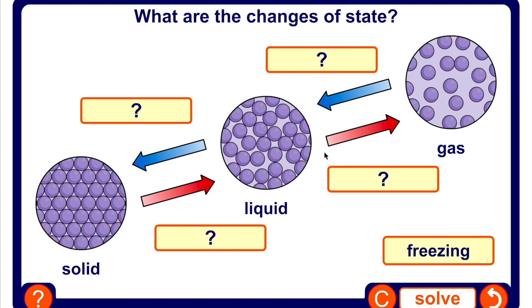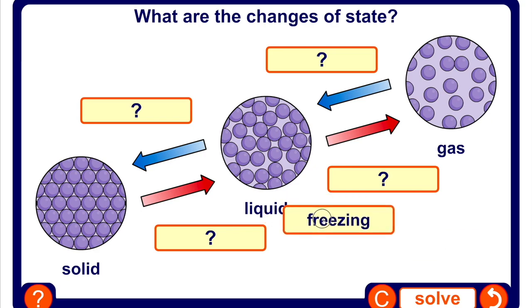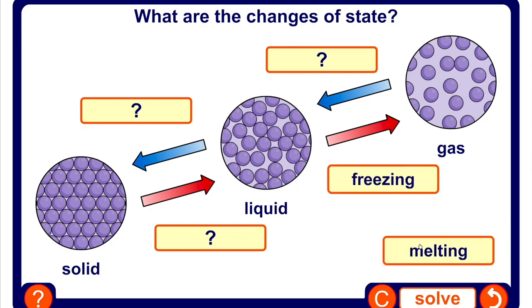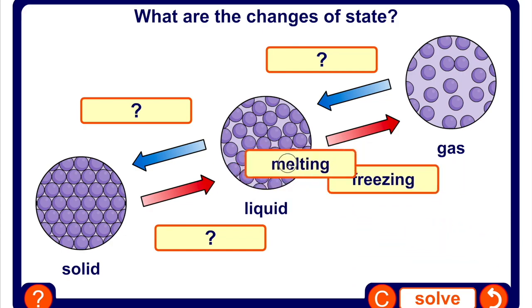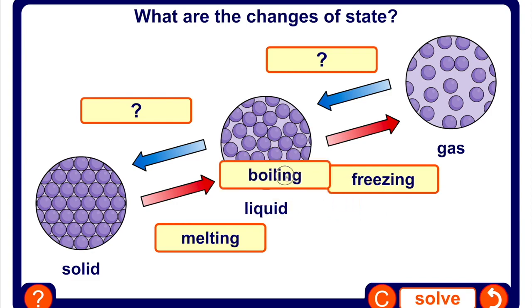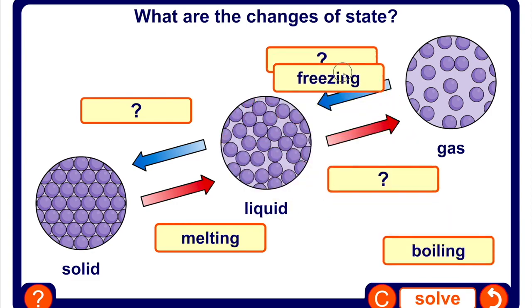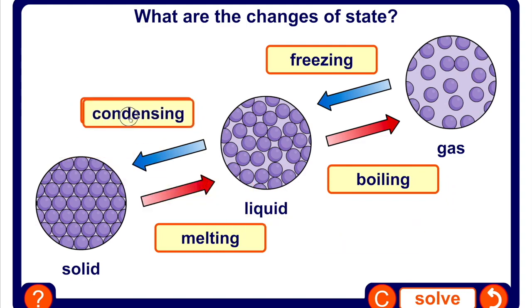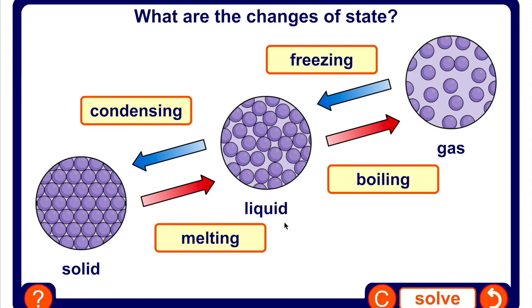So you could go from one state to another by heating or cooling. For instance, freezing requires you to cool down the liquid. Melting, on the other hand, needs heating. Melting is a change from solid to liquid. Boiling also requires heating. So if you boil a liquid, you turn it to a gas. Condensation is a change that requires cooling. So these are the four changes of state. You have to be familiar with these terms.